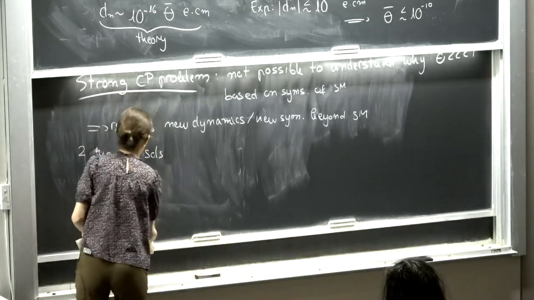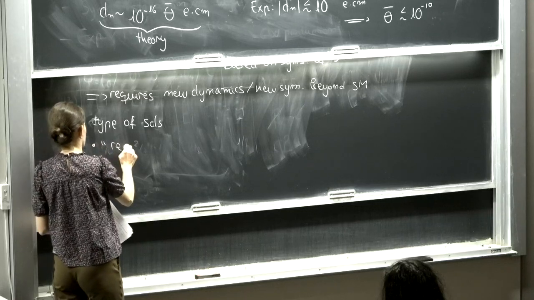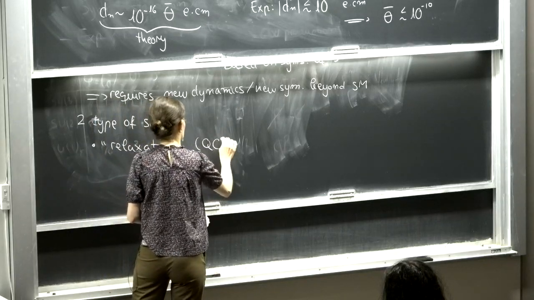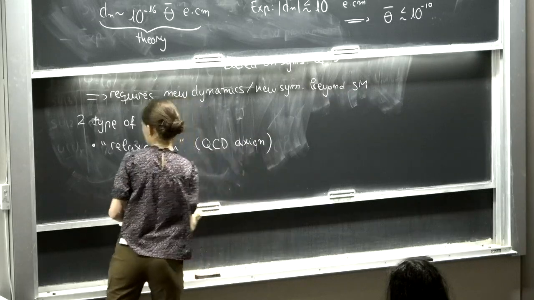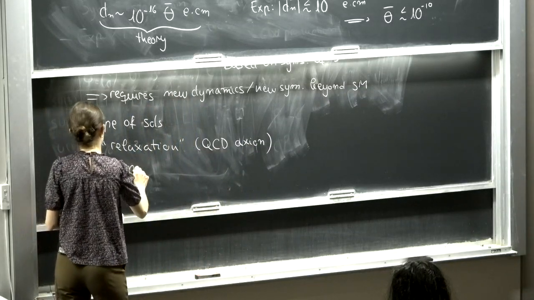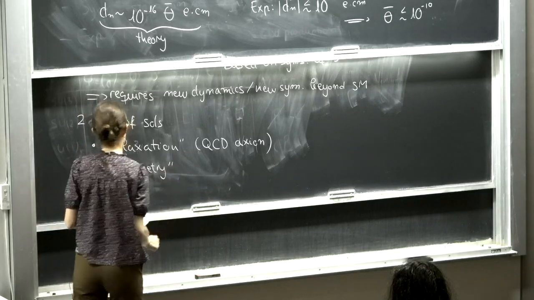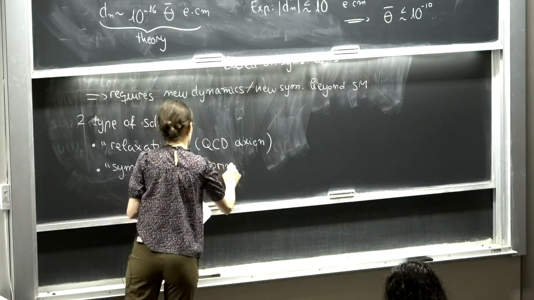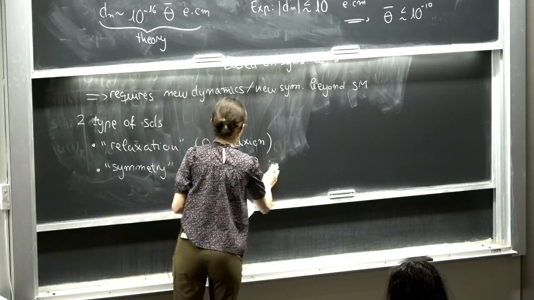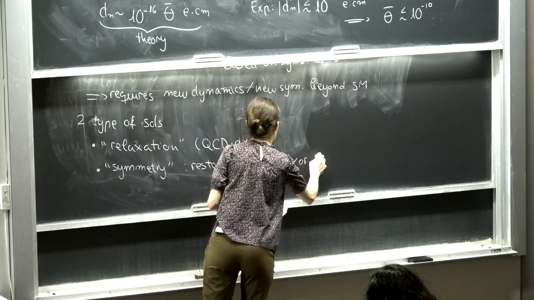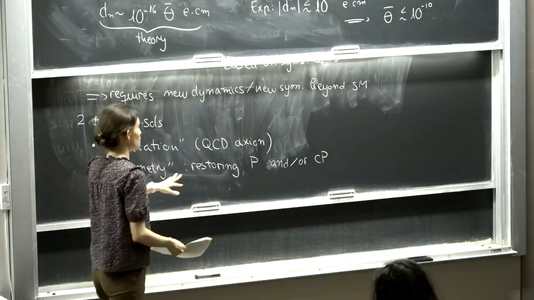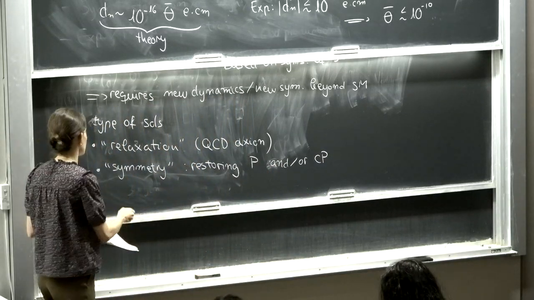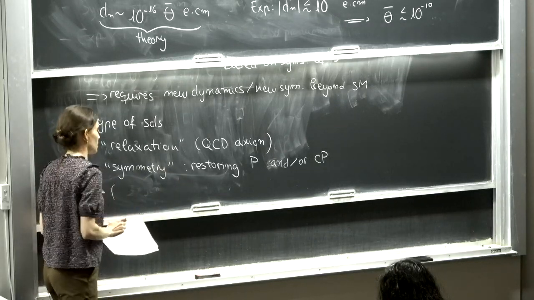To this problem. One, we can vaguely think of as a relaxation mechanism, which could be the QCD axion, and then there is a second set of solutions that we can think of as symmetry-based solutions that are based on restoring P or CP in the standard model. In principle, restoring parity and or CP could provide a solution to the strong CP problem. We're going to discuss this more later in the lecture.